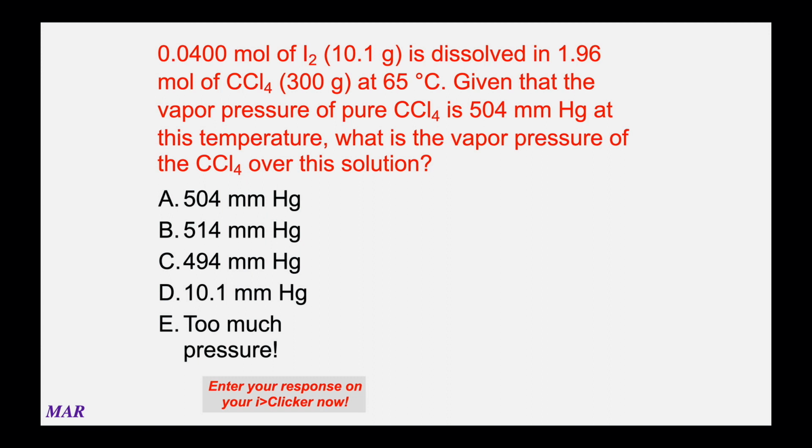Here's a question. We've got 0.0400 moles of iodine dissolved in 1.96 moles of carbon tetrachloride at 65 degrees Celsius. Now, carbon tetrachloride is a liquid, and it does have a vapor pressure. If it's pure CCl4 at that temperature, the vapor pressure is 504 millimeters of mercury. But we've added iodine to make a solution. Hint, hint. What's the vapor pressure of the carbon tetrachloride over this solution? This is an example of Raoult's law. See if you can use this information to find the right answer.